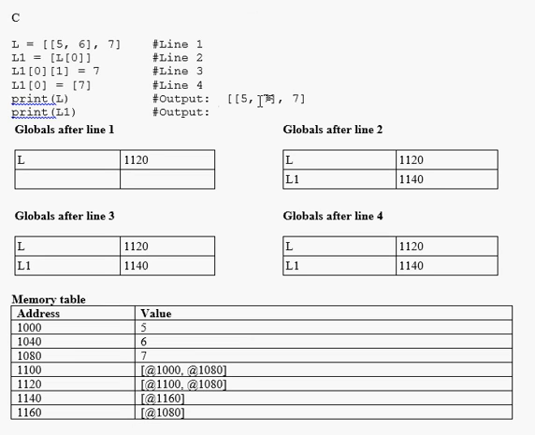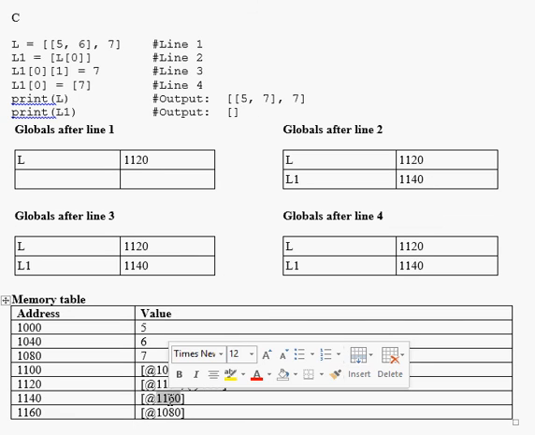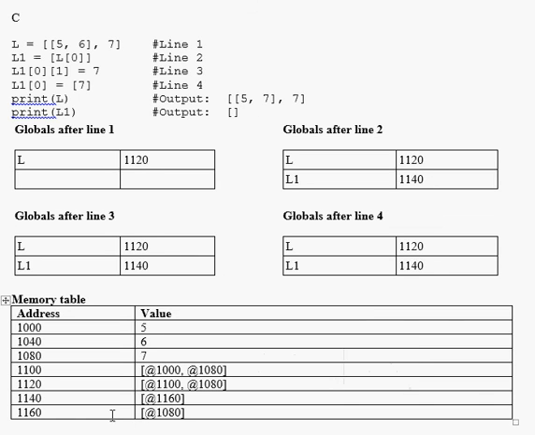That is L. What about L1? Well, L1 is the list that's stored at address 1140. What's stored at 1140? Well, at 1140, we have a list with a single element, which is itself a list, which contains 7. So this is a list, and its element is the thing at 1160. At 1160, you also have a list that contains 7. Done.